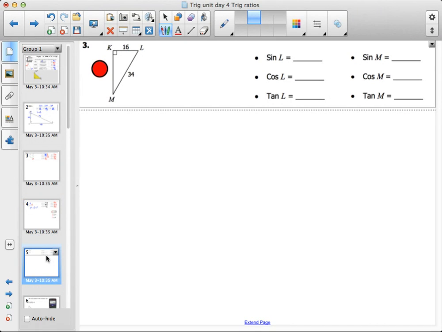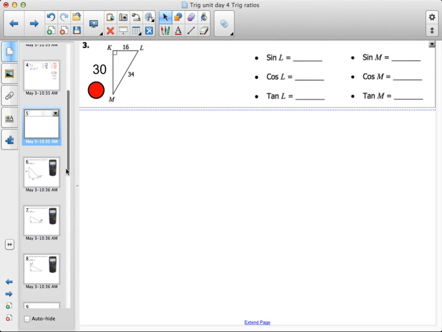All right, now you can try this on your own if you'd like for number 3. Test it out, see if you can find, first of all, the missing side length and then write out what the ratios would be. I'll give you a hint, your missing side length should be 30. Pause the film if you need to and then go through seeing if you can identify those trig ratios.